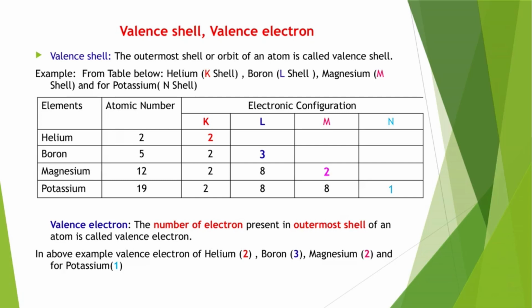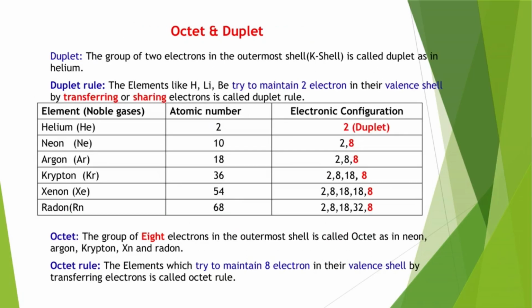Similarly, in the case of potassium, atomic number 19, the configuration is 2, 8, 8, 1: in K 2 electrons, in L 8 electrons, in M 8 electrons, and the last electron is entering the N shell. So the N shell is the valence shell, whereas 1 is the valence electron. Is it clear what the valence shell is and what the valence electron is? Okay. Now let us see the next slide.